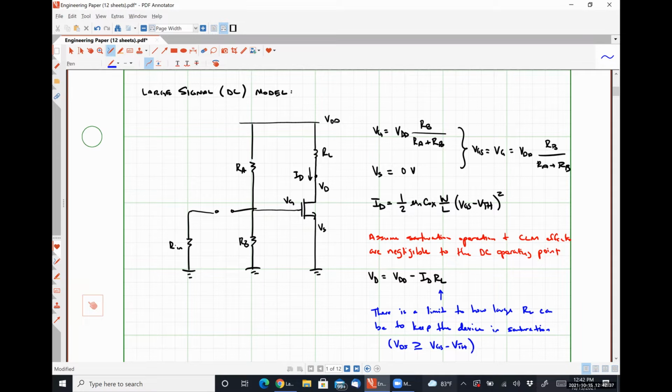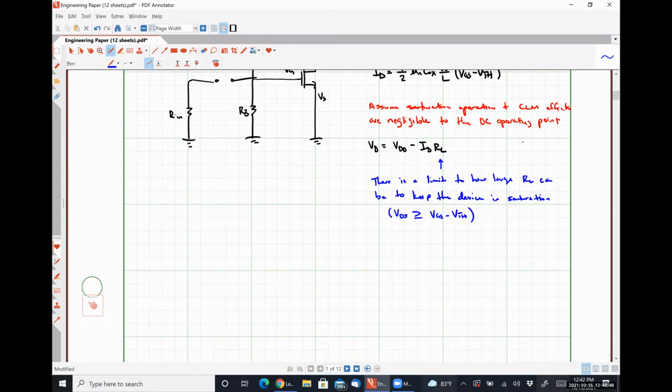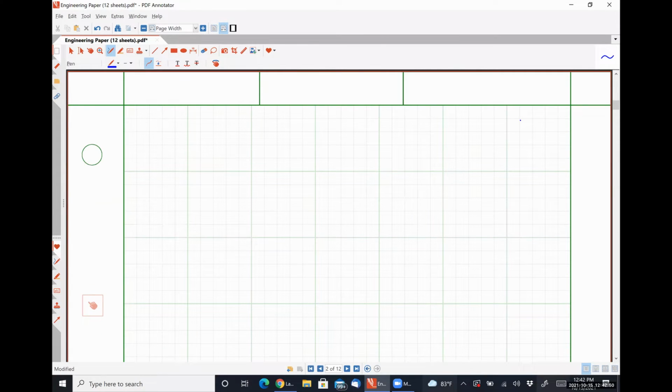So any question about this large signal analysis? This one's pretty straightforward. Everybody seem reasonably okay with it? All right. So I don't have enough room, so let's do the small signal model here.